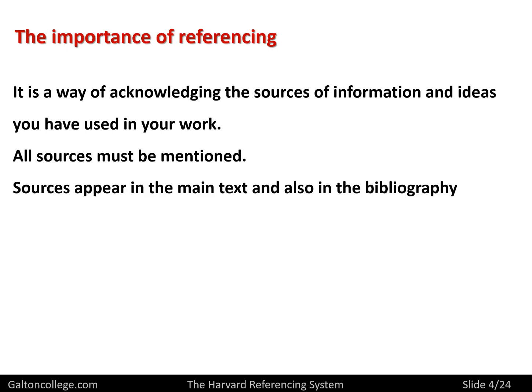Sources appear in the main text and also in the bibliography. The bibliography is a list of the references or sources that you've used throughout your work, and it's normally produced at the end of the work. This is normally the last page. It's normally organized alphabetically by the author's name, the author's surname. So when we reference a piece of work, we normally have it in the main body itself and also in the bibliography at the end. And I'll show you what I mean by that in a moment.